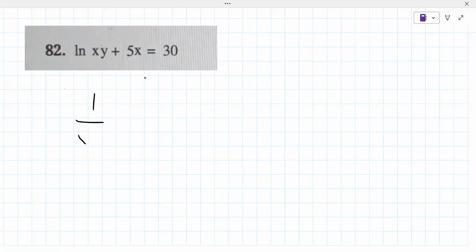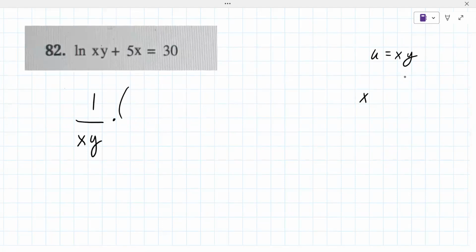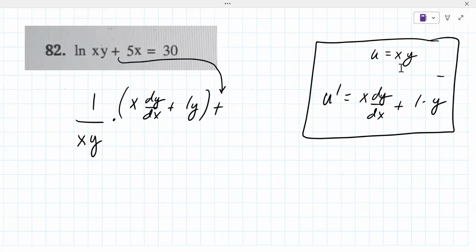So 1 over xy, but then you've got to multiply by the derivative of xy, which we did before. It's product rule. So it's x dy/dx, first times derivative of the second, plus the second times the derivative of the first, like that. So that might be something to put on a note card for your reference sheet for your exam. x dy/dx plus 1y, plus the derivative of 5x is 5, equals 0, like that.